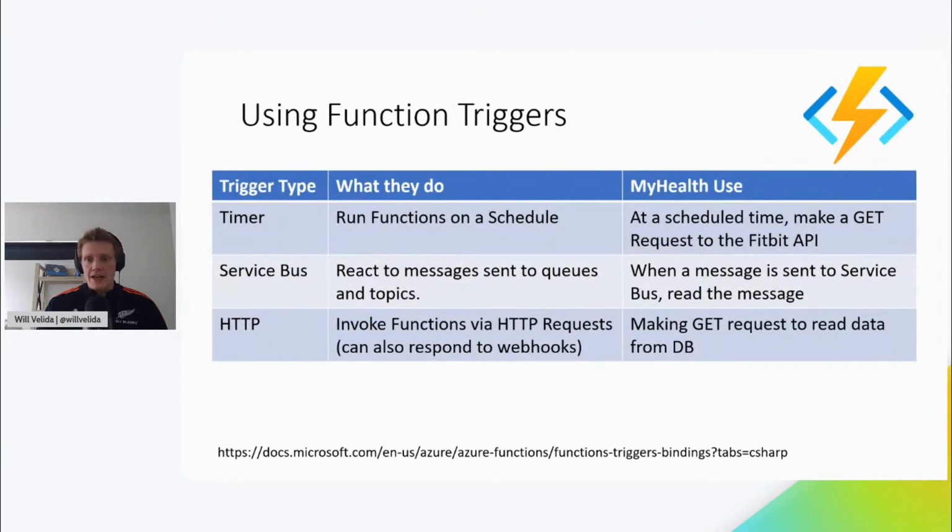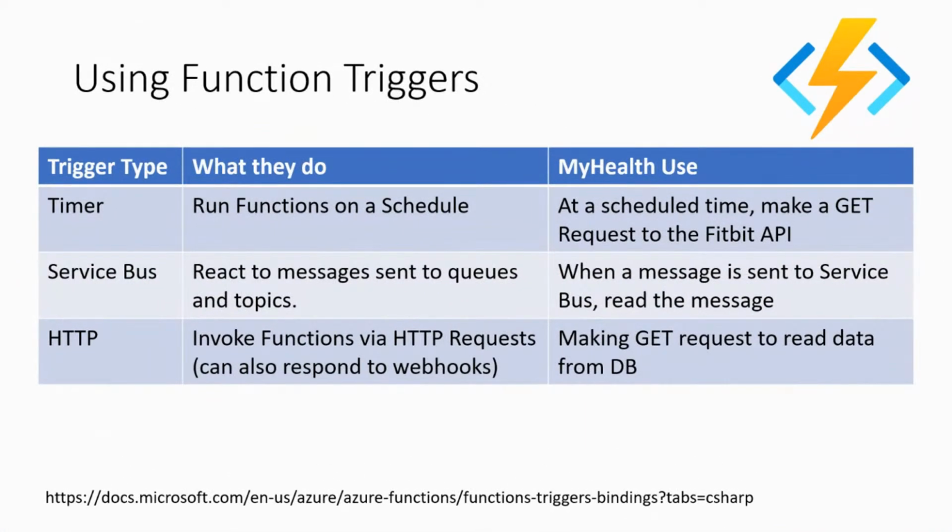Now, in order to react to events in functions, we use something called triggers. Triggers are what cause the functions to run. A trigger defines how a function will be invoked, and each function must have exactly one trigger. Triggers will have associated data with them, which is often provided as the payload for the function.